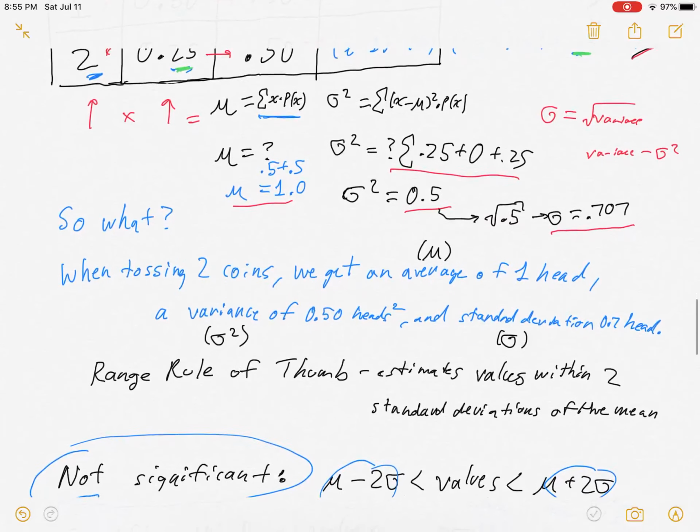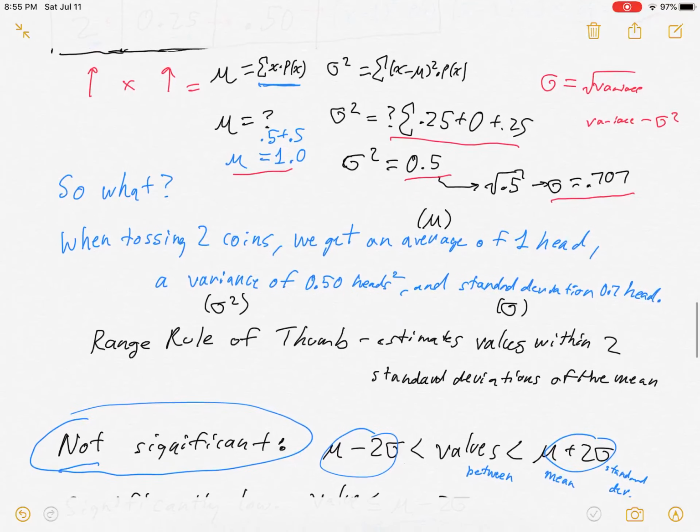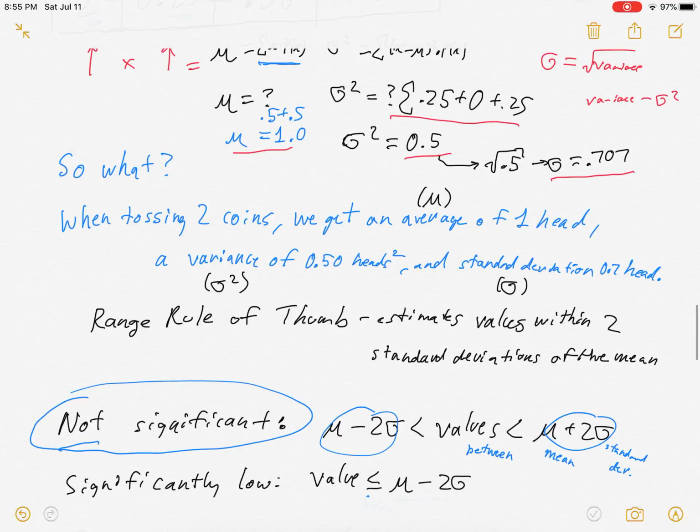So what, right? Now what? Well, basically this information tells us that when we toss 2 coins, we get an average of 1 head, a variance of 0.5 heads squared, and a standard deviation of 0.7 heads.